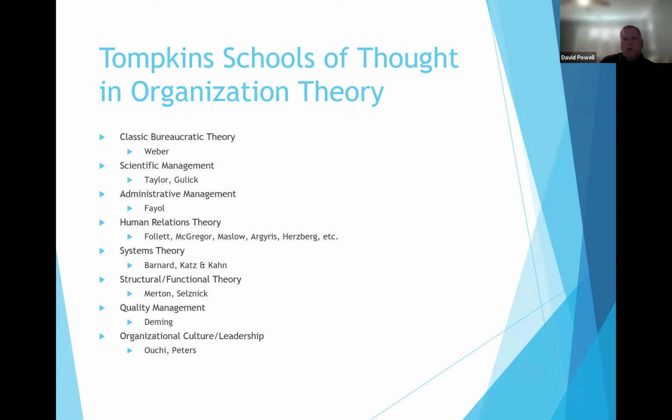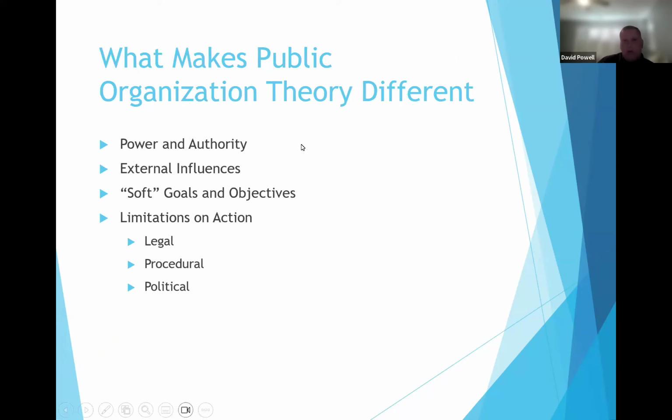We'll look at theories such as structural functional theories with people like Robert Merton and Philip Selznick. We'll look at schools such as quality management with people like Deming. And we'll look at more modern theories such as organization culture from people like Schein and Weick, as well as leadership theories from people like Peters and others. So those are just some of the schools of thought that we're going to be looking at as we make our way through the next 6 weeks. But again, we're going to look at it in this trajectory of moving from the classical world into some of these more modern neoclassical types of theories.